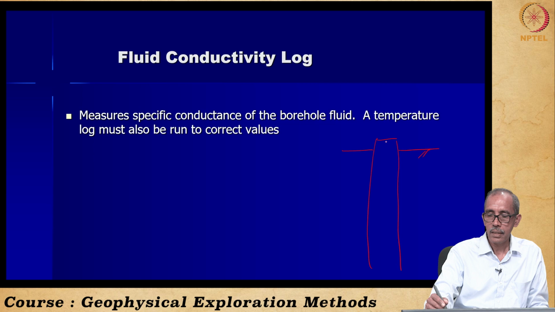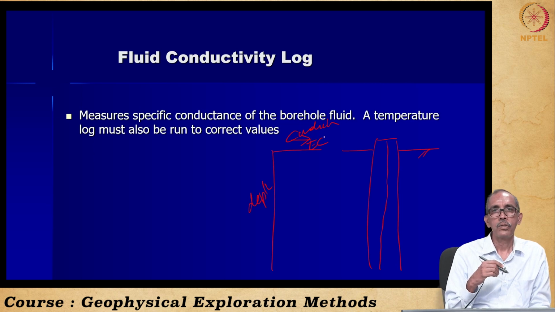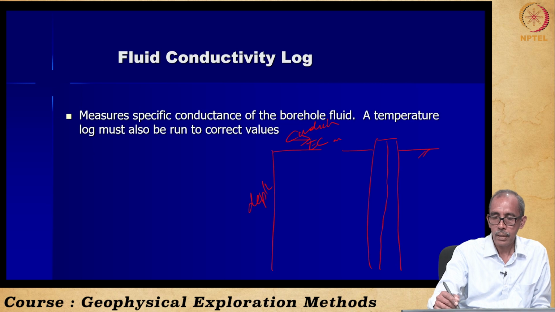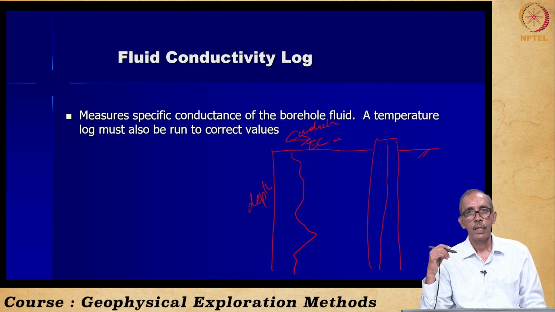And we are going to just lower a conductivity probe that will measure the variation in the specific conductance of water with respect to depth. This is depth, this is the conductance. It is also called electrical conductance. Usually the unit is microsiemens per centimeter, and we will just measure the variation in the electrical conductivity below the surface, or conductivity of the borehole fluid.